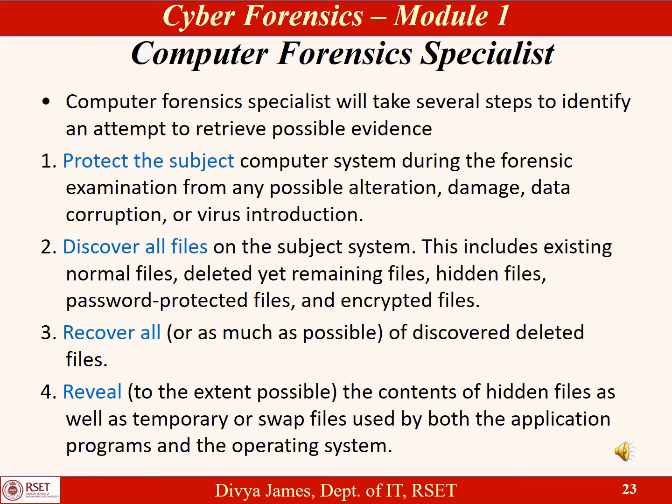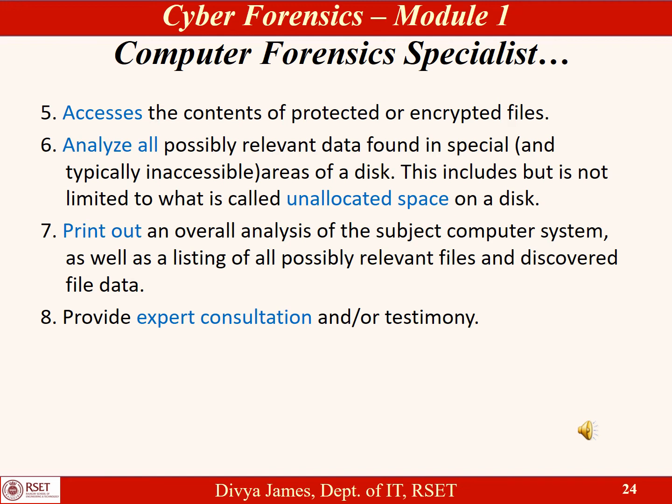Step number 3. Recover all discovered deleted files. Step number 4. Reveal the contents of the hidden files as well as temporary or swap files which are used by both the application programs and the operating system. Step number 5. Access the contents of the protected or encrypted files. Step number 6. Analyze all possible relevant data which is found in the special areas of a disk. This may include the unallocated space on the disk.